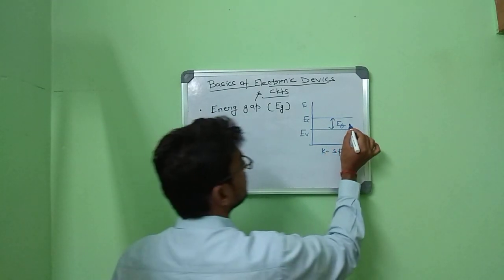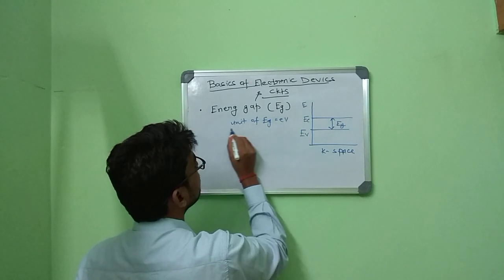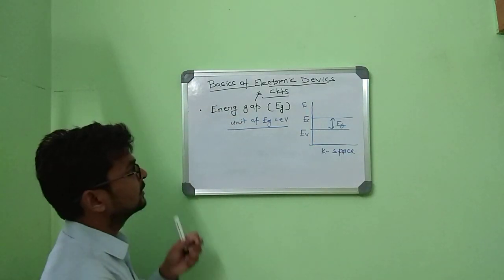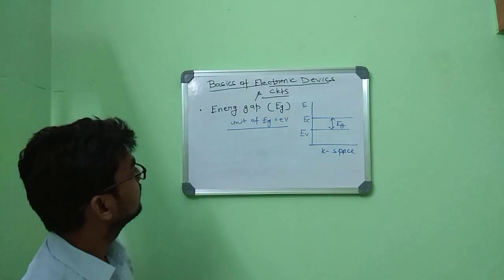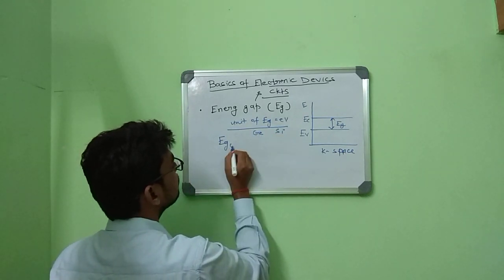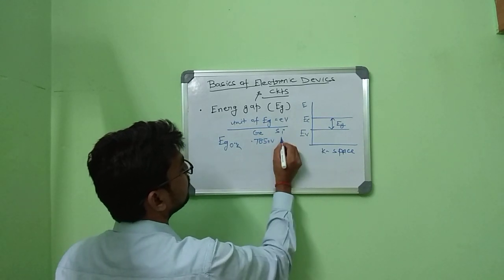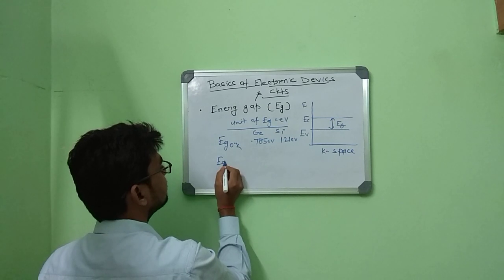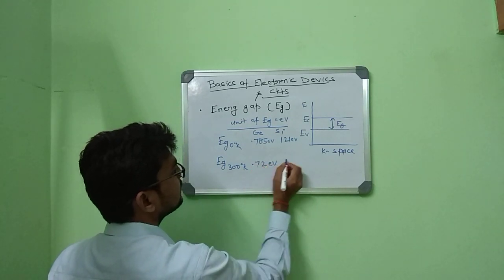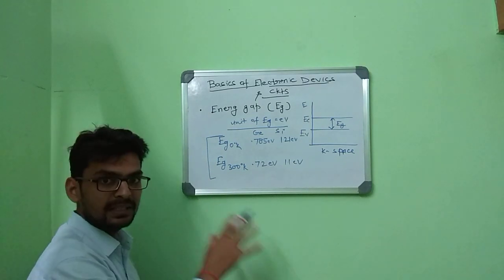The unit of energy gap is electron volt. It means this much energy is required for electrons to jump from the valence band to the conduction band, so that conduction will be possible. For semiconductors, germanium and silicon at 0 degree Kelvin, EG is 0.785 electron volt and 1.21 electron volt, and at 300 degree Kelvin you will find 0.72 electron volt for germanium and 1.1 electron volt for silicon.